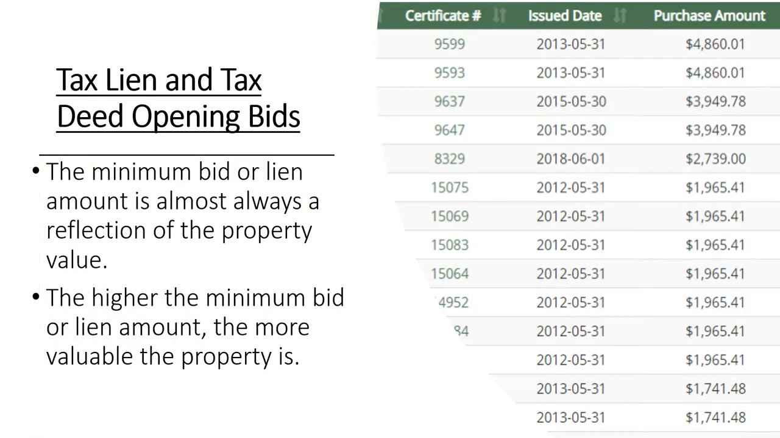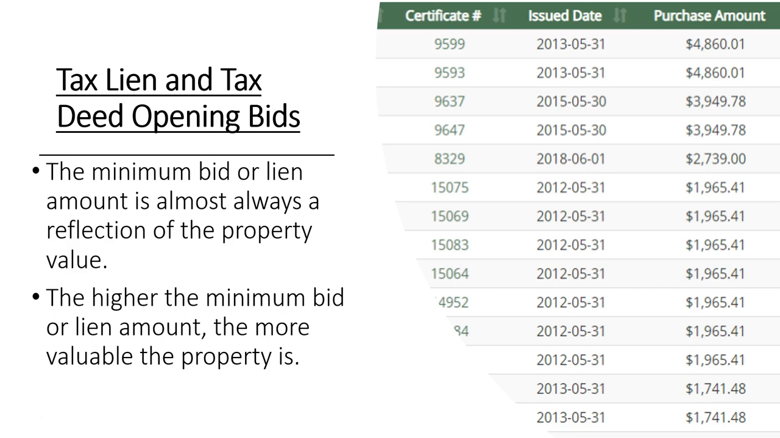So based on the opening bid or lien amount, something else to consider is that when it comes to both tax liens and tax deeds, that opening amount is always going to be a reflection of property value. And that's because the amount that is owed is based on the property taxes, and property taxes are a combination of the assessed value of your property and what the property tax rate is for that year. So because all of the properties within the county are taxed by that same rate, the amount that's owed is also a reflection of the property value.